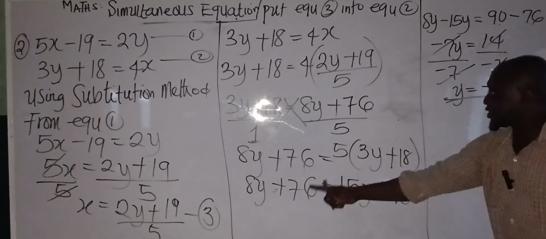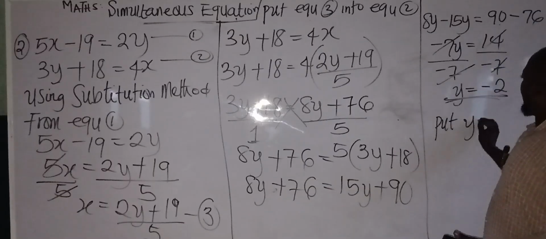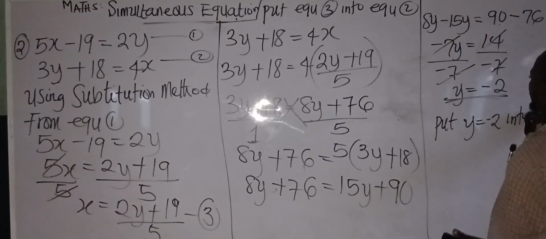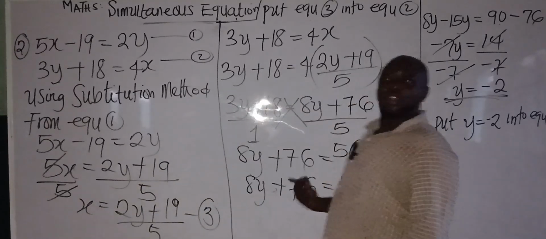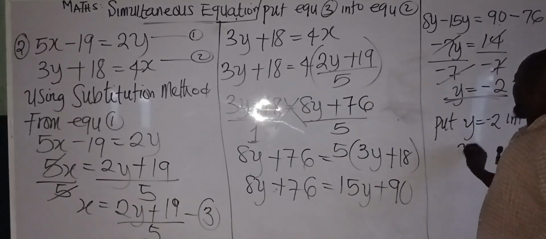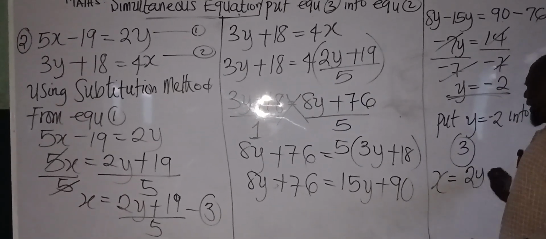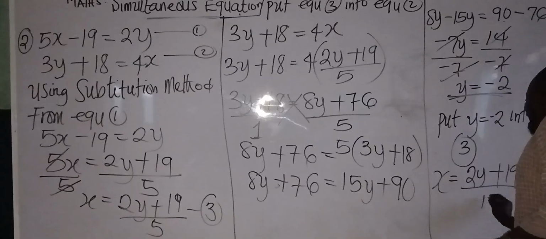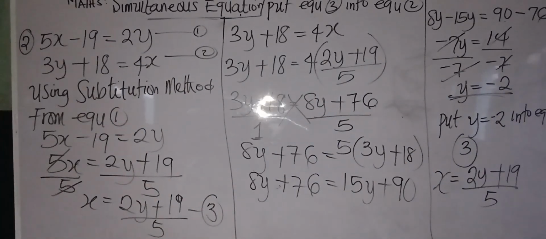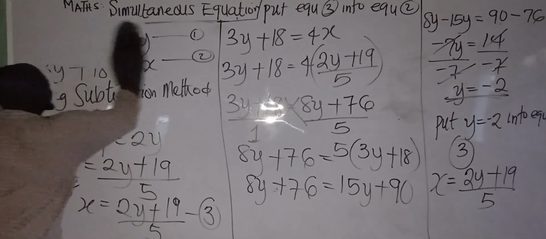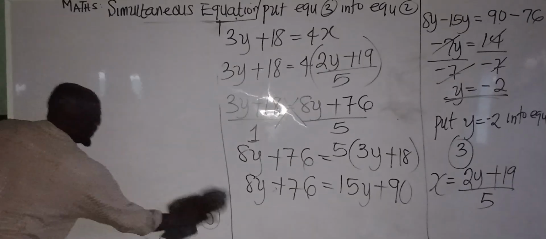So if you check, we got minus 2 as our value. Now I want to get x. So what do I do now? Put y equals to minus 2 into the equation. I don't need to go far. Look, we already say x is equals to all these ones, into equation 3. So I'll copy equation 3 out, where I have 2y plus 19 over 5. So what do I do next? I will just take this one out and then get my x, and we are done.